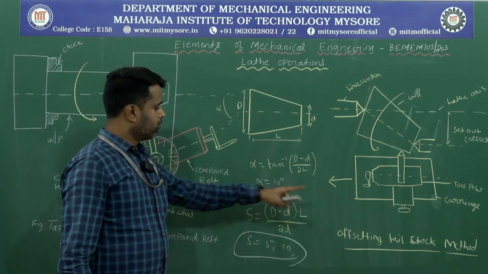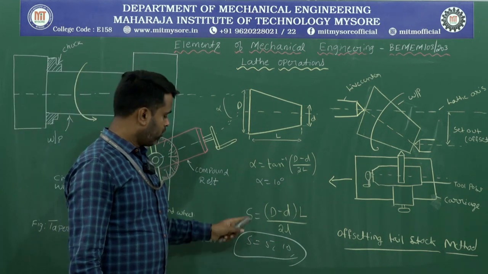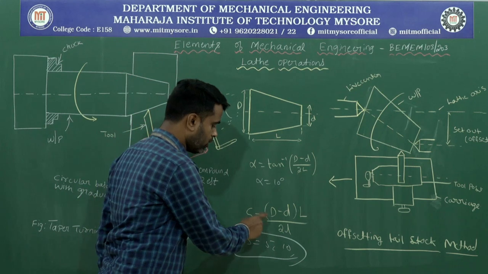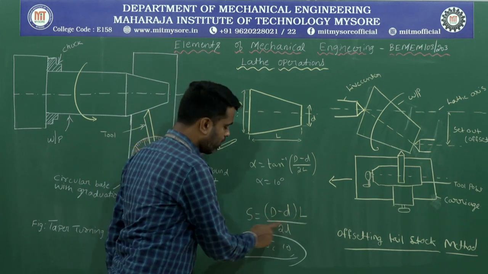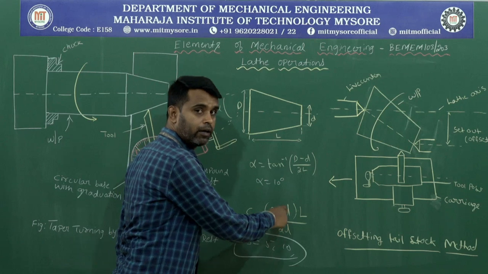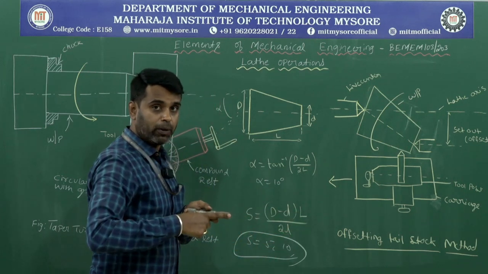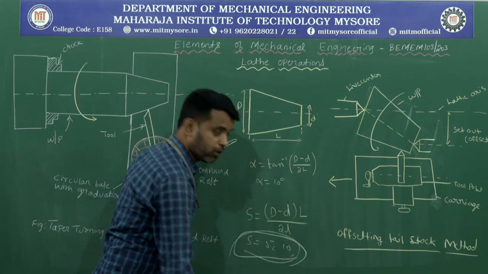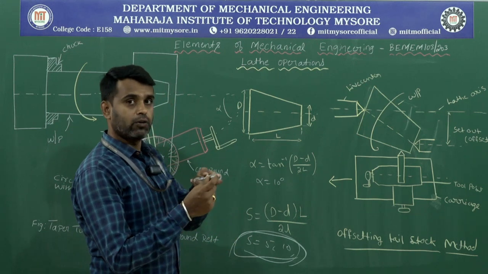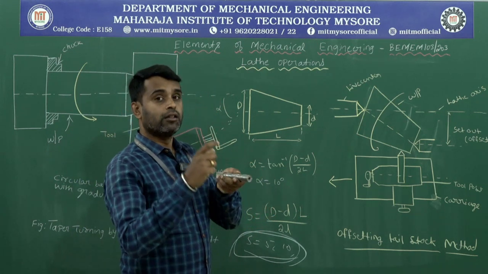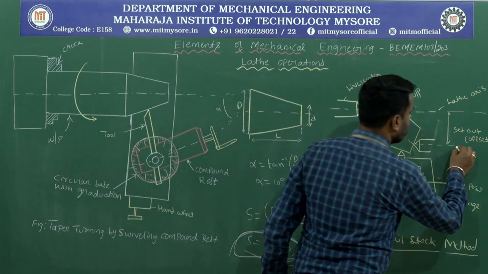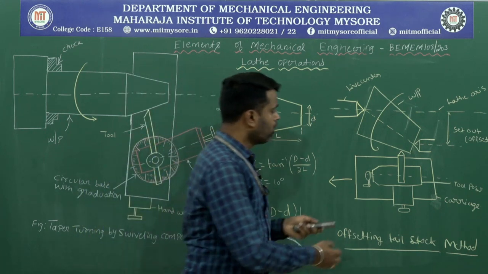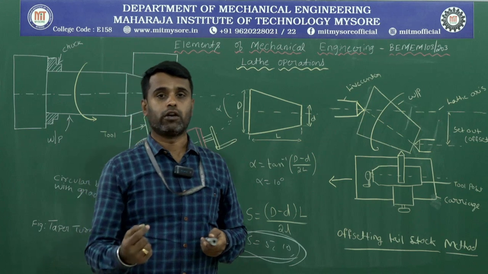While doing the offsetting the tailstock method, first you have to find out how much set over, by using the formula S is equal to (D minus d) into L divided by 2l: bigger diameter minus smaller diameter, into the total length of the workpiece, divided by 2 into the length of the taper. First you find out the required set over, and then the tailstock can be set over to the required mm.